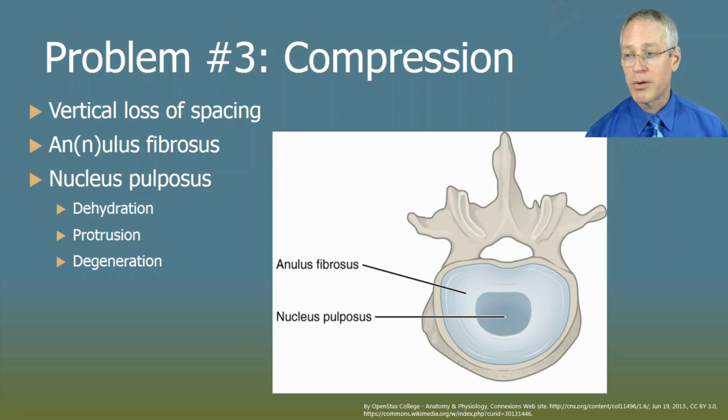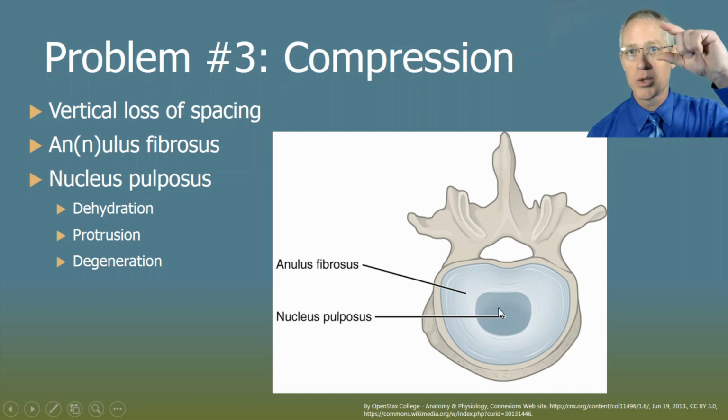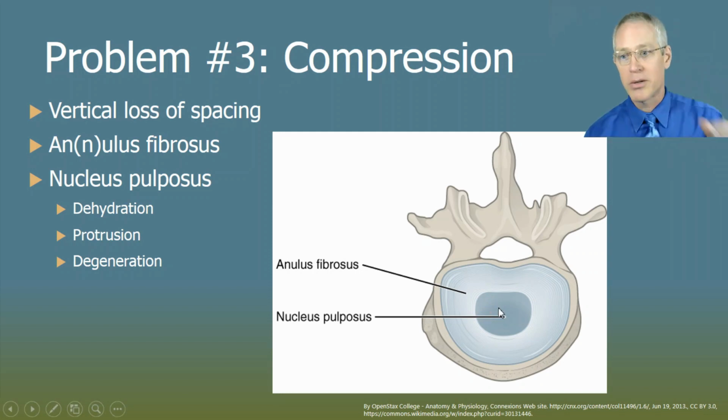Problem number three that can occur is compression of the spinal cord or of the exiting nerve roots, usually by vertical loss of spacing of the disc space. When viewed from the side, this will become more apparent. But imagine this disc has become shortened and compressed together, so it compresses the spinal cord and the nerve roots in that vicinity.